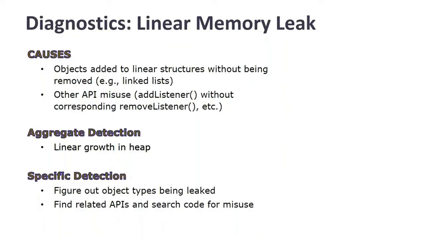So here's some key pointers, right? A linear growth in heap. What that means is, especially in the C++ days, if you have an API that has a listener, like it says here, and that listener's always open, that's the key. It's never closed. It doesn't have a way to be removed. Well, that can be a linear memory leak, right?